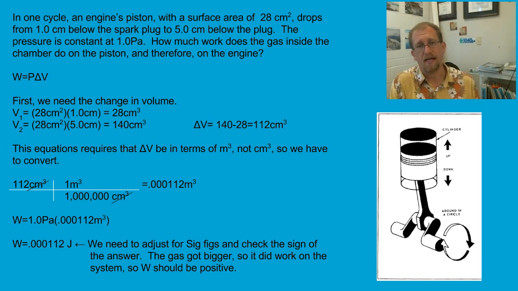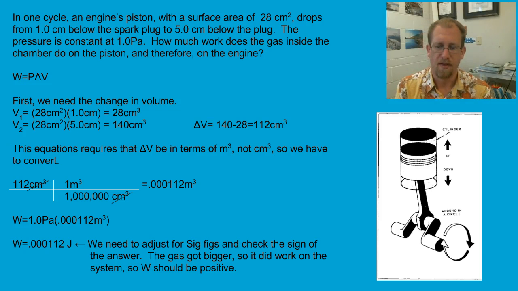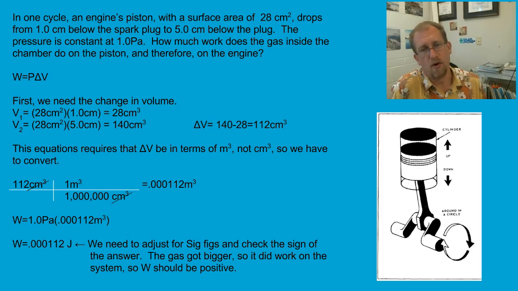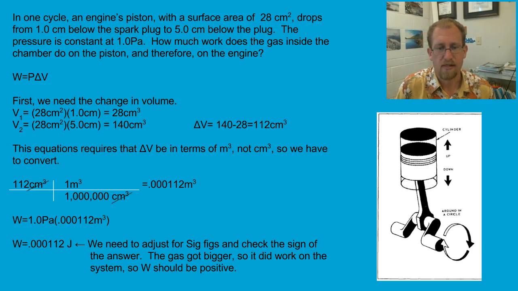The volume V1 is a cylindrical airspace with a surface area of 28 square centimeters and a height of 1 centimeter. So 28 times 1, the volume of that cylinder is 28 cubic centimeters. Now, V2, the second volume, would be that same 28 square centimeters, but having been pushed down to 5 centimeters below the spark plug. Now we have 28 times 5. So my volume of the air mass there is 140 cubic centimeters. So change in volume equals 140 minus 28, or 112 cubic centimeters.